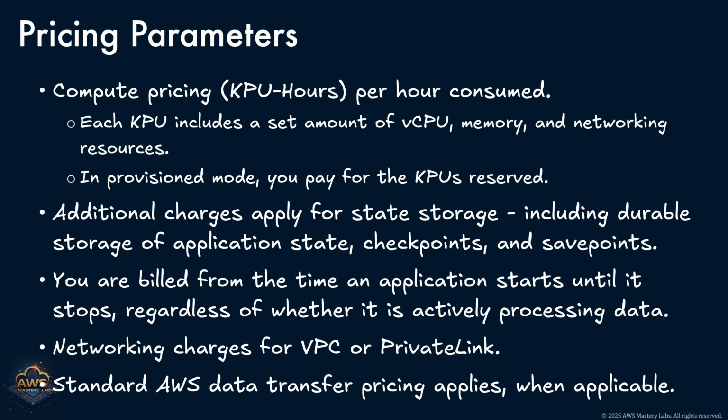When it comes to networking, if your Flink application accesses resources across different VPCs or uses services like PrivateLink, standard AWS networking charges apply. These can add up, especially in data-intensive workloads, so it's important to design your architecture with networking costs in mind. Finally, data transfer costs must be considered, particularly if your application is moving data between services across availability zones or to external endpoints. Standard AWS data transfer rates apply in these scenarios.